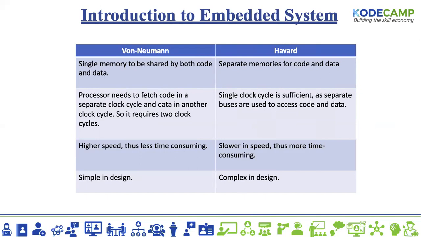Not using the von Neumann, which has just one memory. You have to pull and then wait for it. You have to push and then wait for some time and then fetch and other stuff. Anyway, another thing we need to understand is that under the von Neumann, processors need to fetch code in a separate clock cycle and data in another clock cycle.